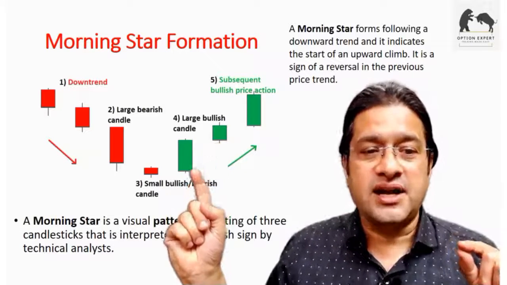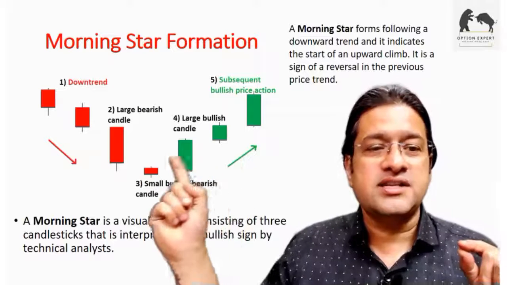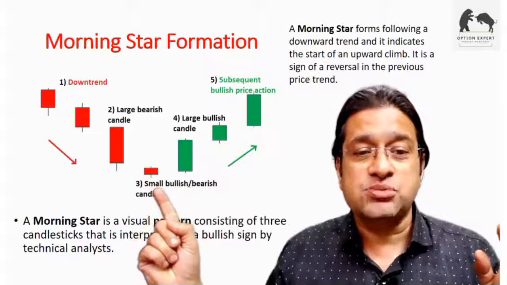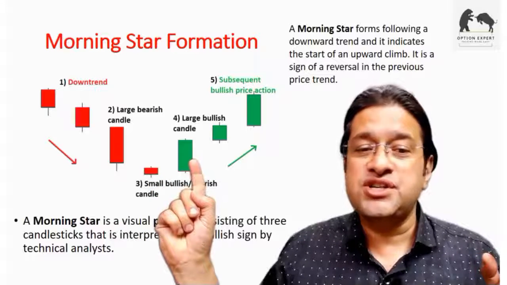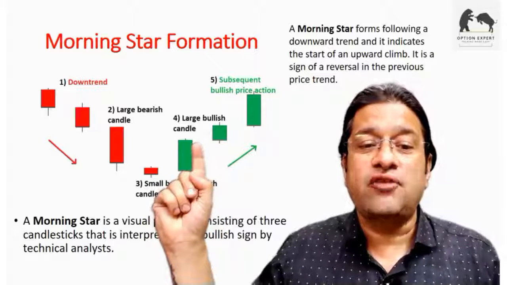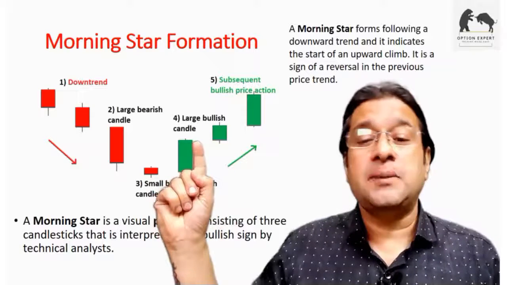First, there is a large candle. Okay, let's say the downtrend is confirmed. The large bearish candle is here. Then there is a small candle. Then there is a large bullish candle. But the follow-up candle, above the high of this, is the only buy.